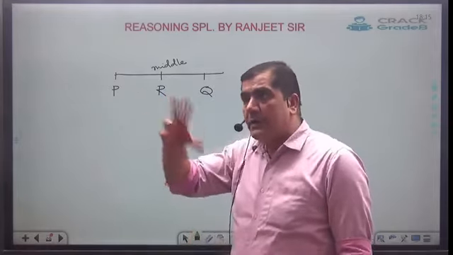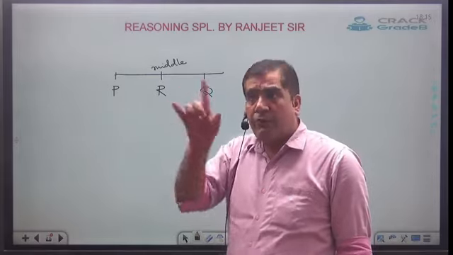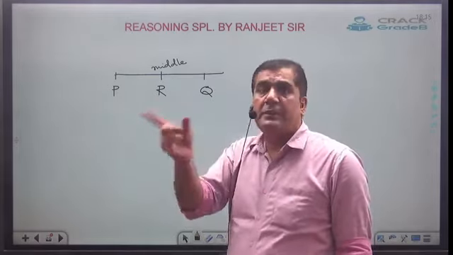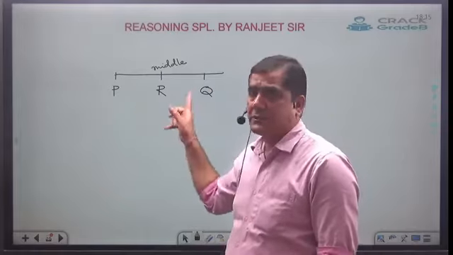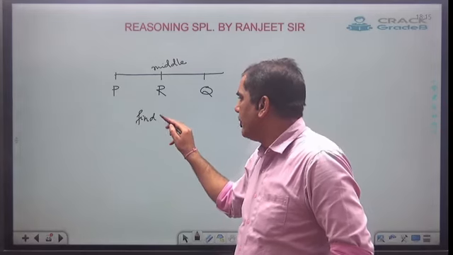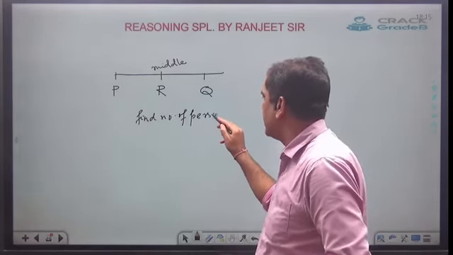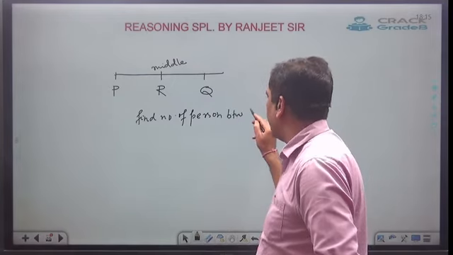So whenever a 3-person problem comes, always see who is between which two and find out how many persons will be there between these two persons. So my first job is to find the number of persons between P and Q.